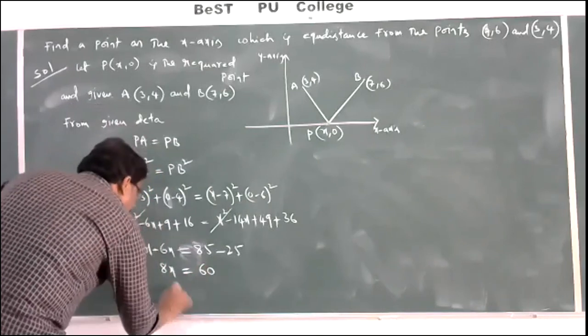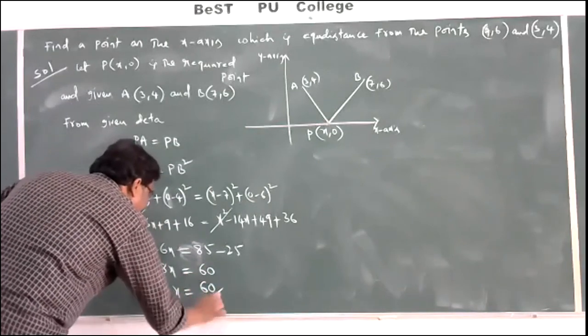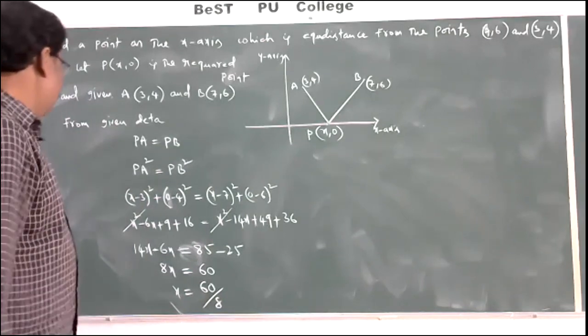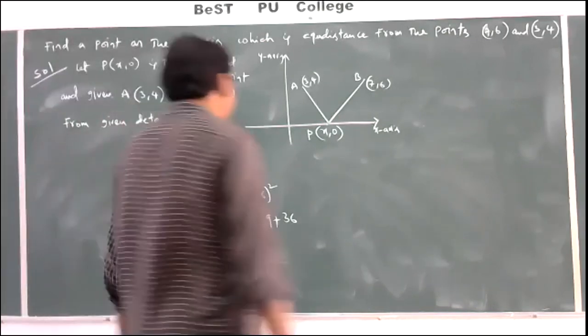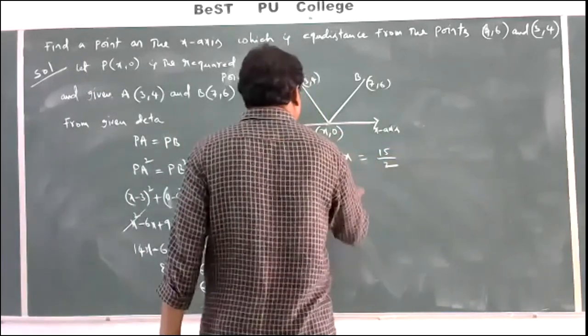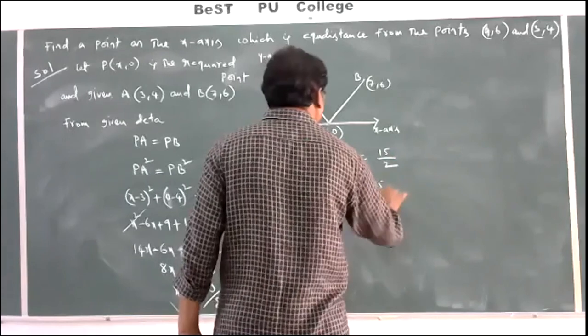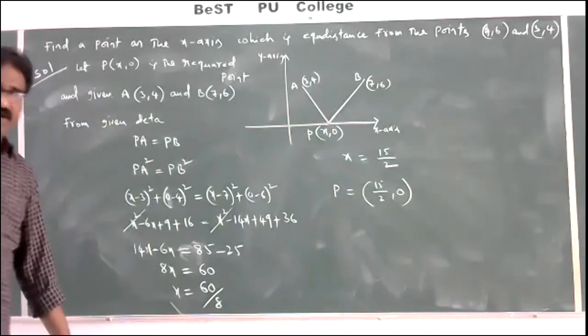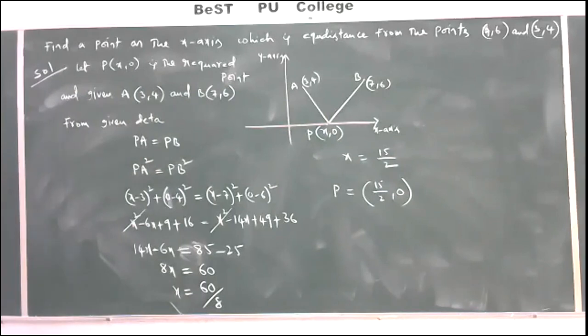60. And then x is equal to 60 by 8. 60 by 8 means 4 15s are 60, 4 2s are 8, so 15 by 2. That is x is equal to 15 by 2. So the required point P is equal to (15 by 2, 0). The required point P is equal to (15 by 2, 0).